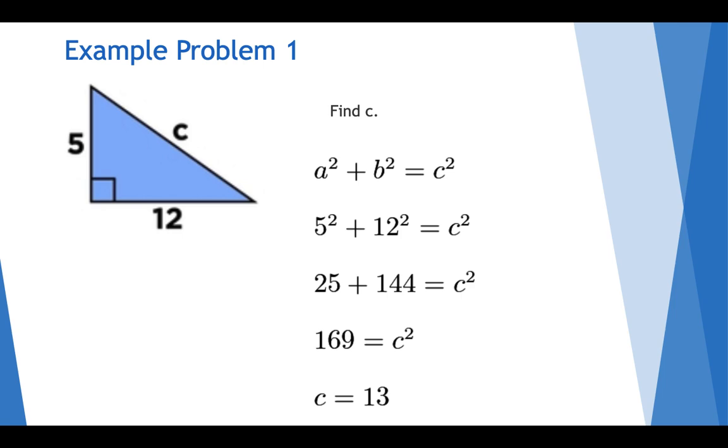And that's it. Memorizing this formula, a squared plus b squared equals c squared, is one of the most important formulas for finding the distance between 2 points, or finding the hypotenuse of a right triangle.